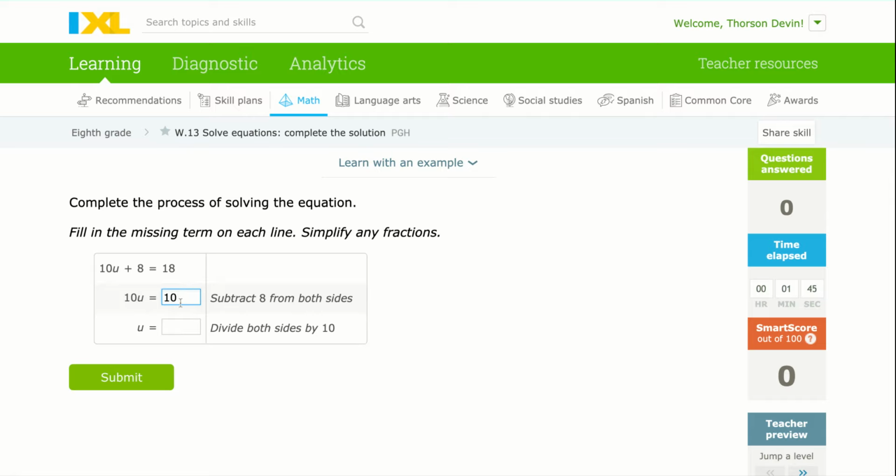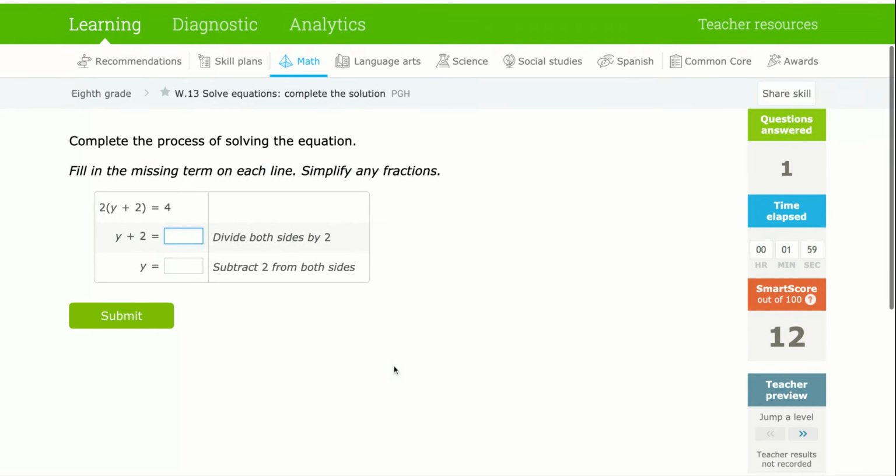Then it says to go from that step to the next step, we're going to divide both sides by 10. So if we divide both sides by 10, we're left with a single u on the left, and on the right, 10 divided by 10 is 1. As we move forward, though, you're going to get to somewhere it actually has you tell what's being done.